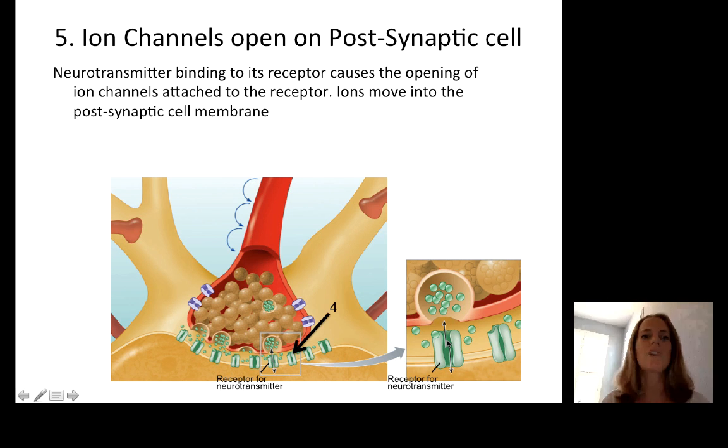So what type of channel are these ion channels? How are they gated? Think back to our cell communication lecture. We talked about several types of gating channels. These are ligand gated or chemically gated channels. So the neurotransmitter binding is what opens the gate on these neurotransmitter receptor channels.